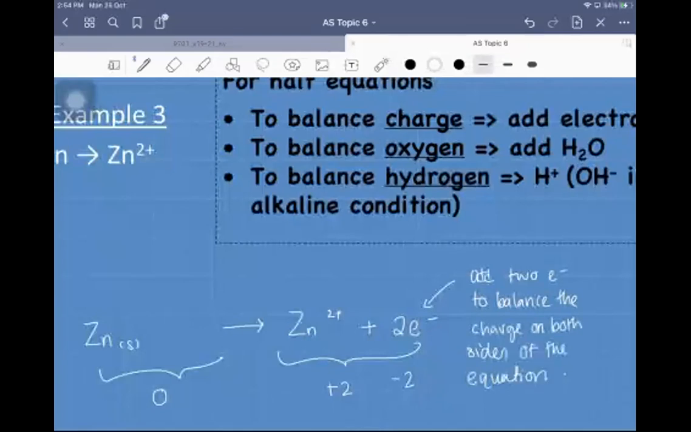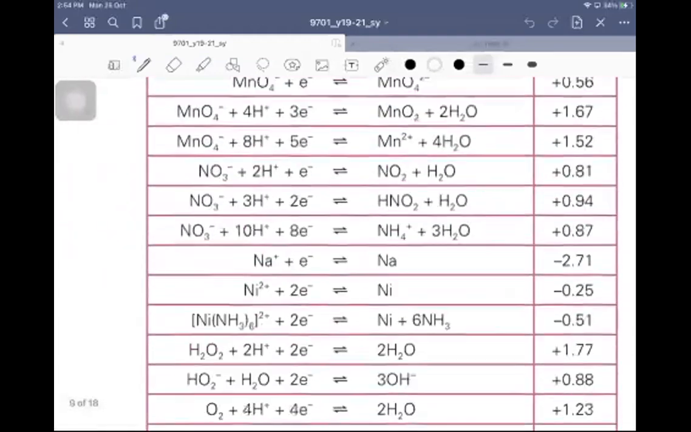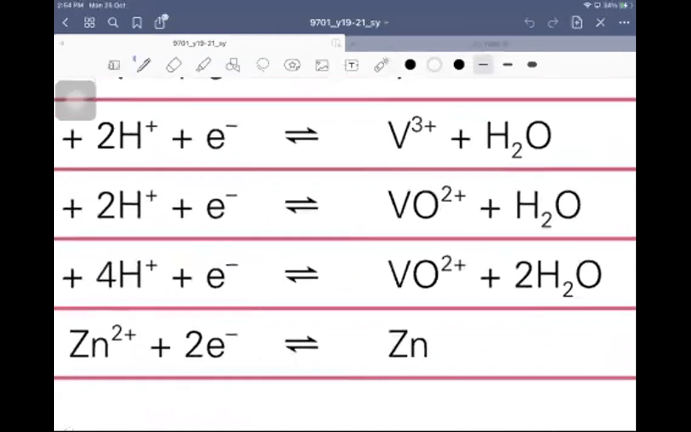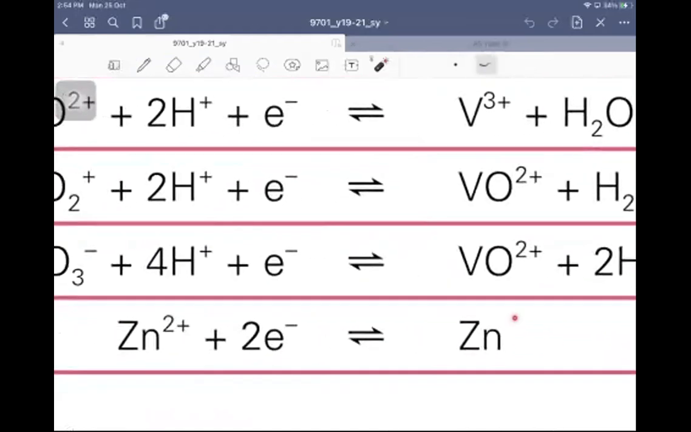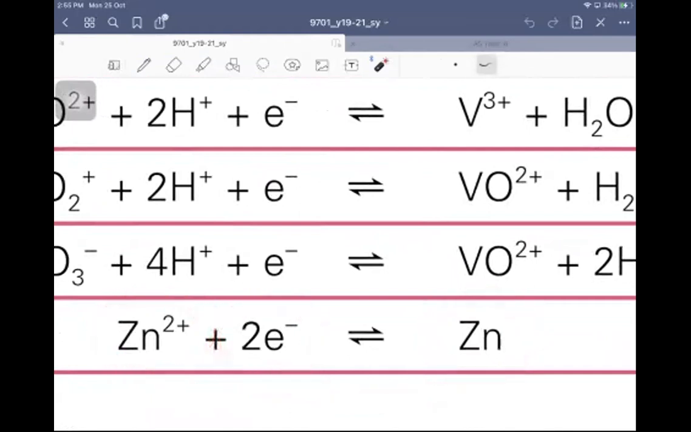If this equation would be given, they're arranged alphabetically. So if it's zinc, you go to the very end. Zinc will be oxidized into zinc 2 plus and 2 electrons. If you get access to the data booklet, that's great. You don't have to think, you just copy it down. Now, why am I taking the reverse? Because forward is the reduction equation and the reverse is the oxidation equation, and they are reversible.